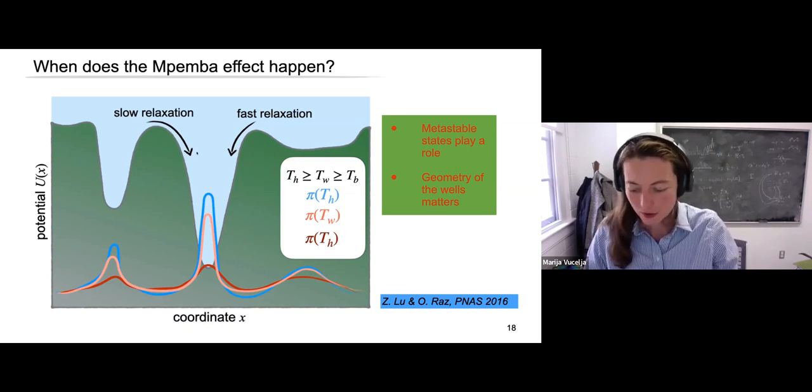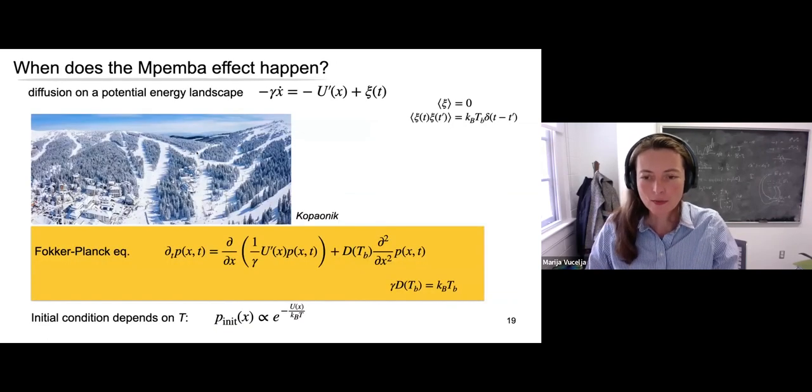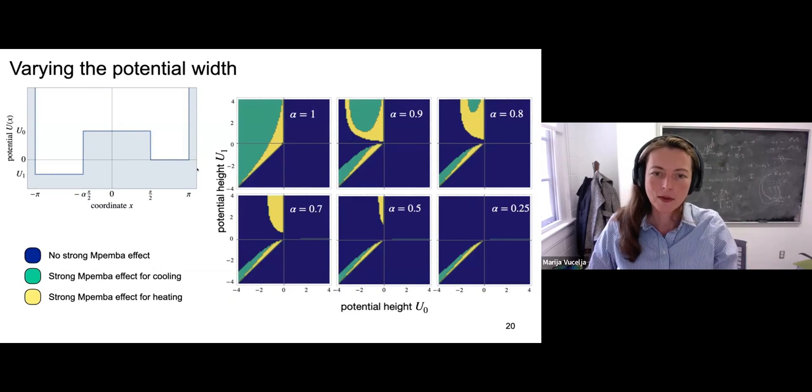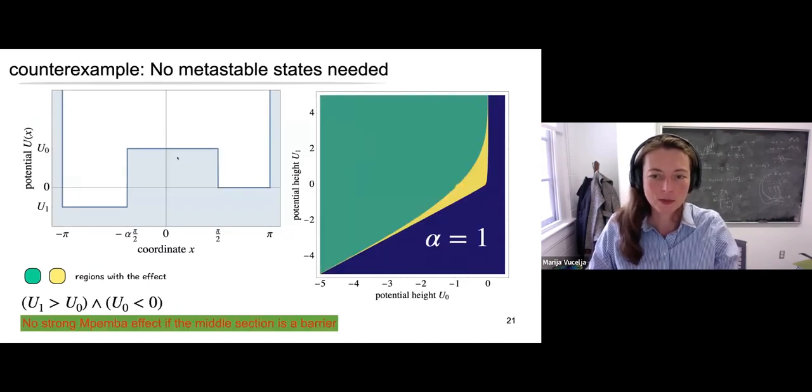To keep the long story short and on time, we studied this problem, the diffusion on a landscape, and we obtained a lot of intuition by studying various toy models, like something that you can find in a quantum mechanics textbook.